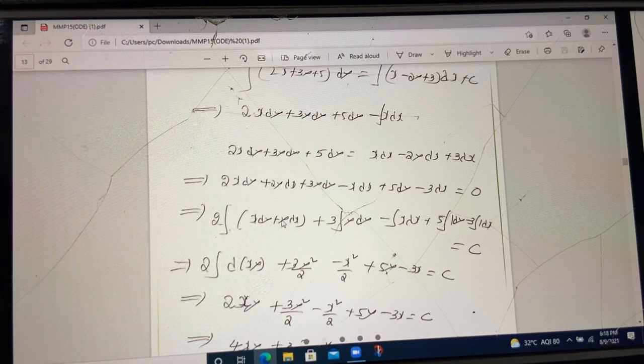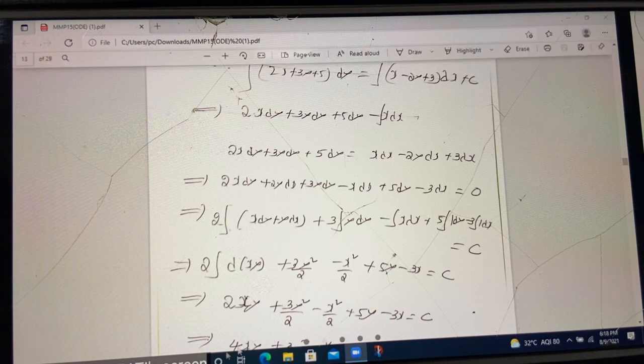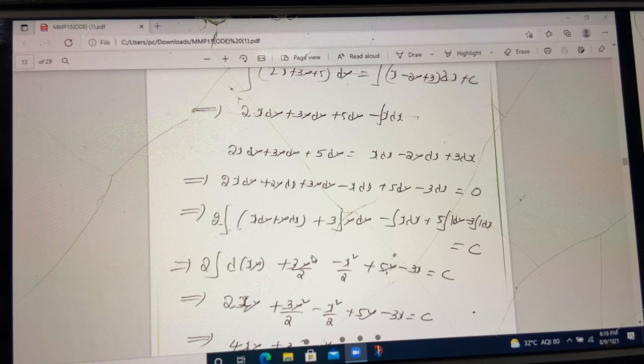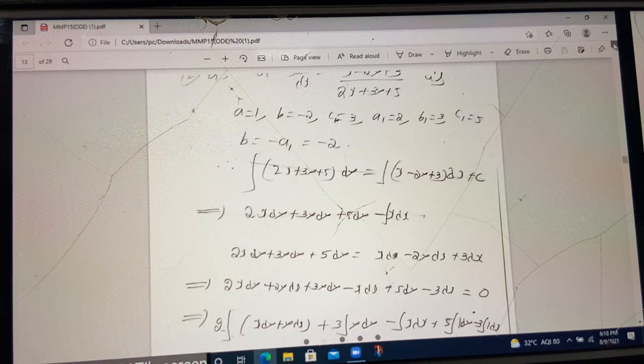Now take 2 common: x dy plus y dx, 3 into y dy, x dx, 5 into 1 dy, 3 into 1 dx is equal to constant. 2 into x dy plus y dx is d of xy, in uv form. 3 into y dy means y square by 2, x dx means x square by 2, 1 dy means 5y, 1 dx means x, equal to constant. So 2 into d of xy, 3y square by 2 minus x square by 2, 5y, 3x. Here x dy plus y dx can be written as d of xy. That is the formula we were supposed to use, the one given in the working group.